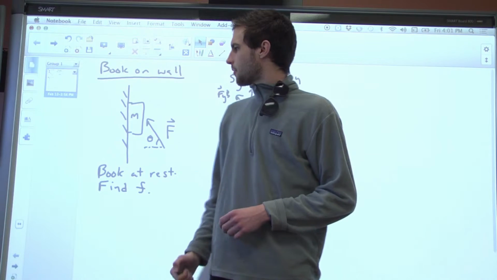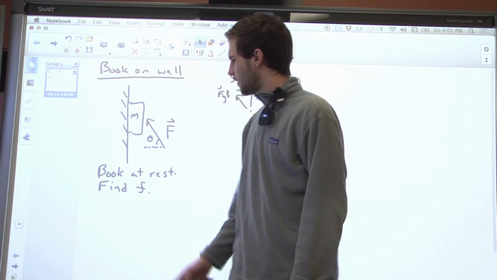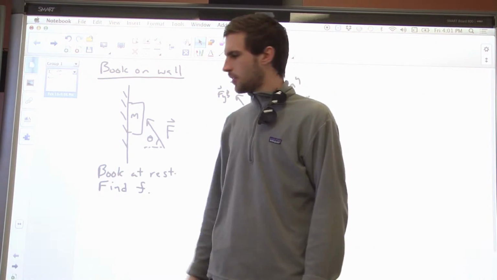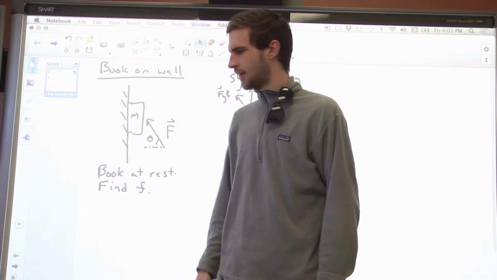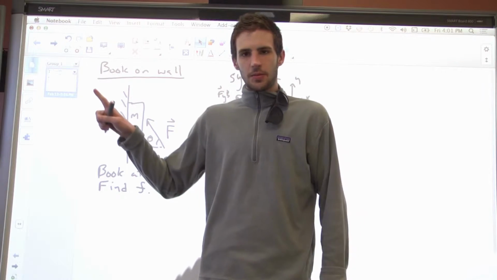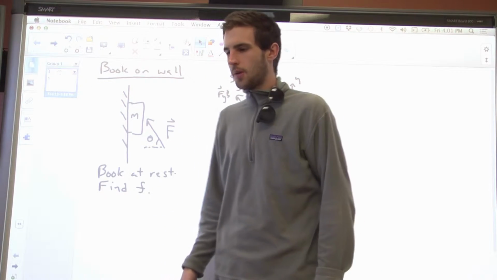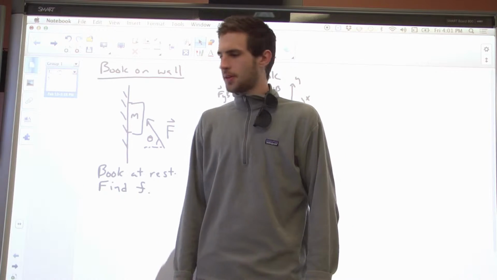Rainer, and this week we're going to be doing a problem with a book that's pushed up against a wall. So we've got this wall right here, and we've got a book of mass m, and it's being pushed by a force F at this angle theta. And we know all of these different things, and we're told that the book is being held at rest up against the wall. And our job is going to be to find the friction force on the book.